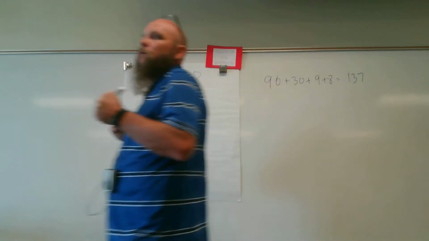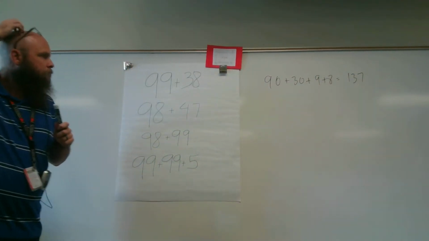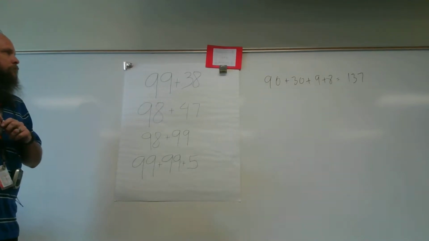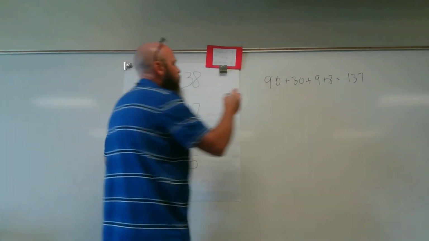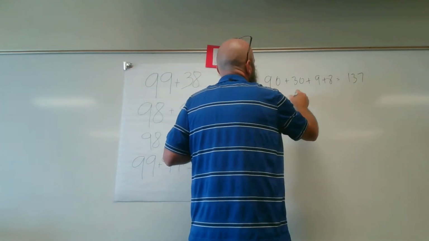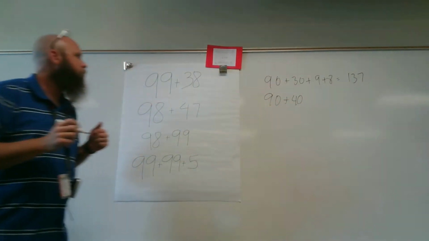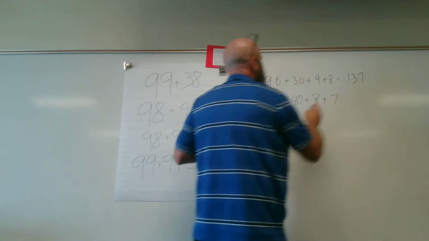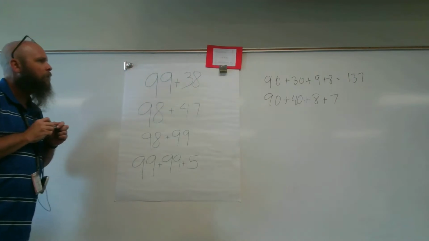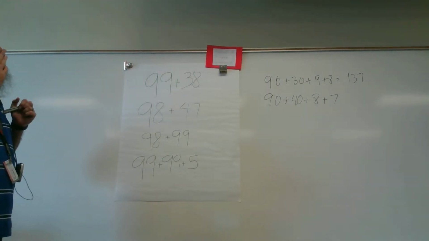Mia. Okay, so like him, I do 90 plus 40, I'm sorry. So 90 plus 40, and then I did 8 plus 7. And then I do my ones first, and then I know 8 plus 7 is 15. And then I do the 5.